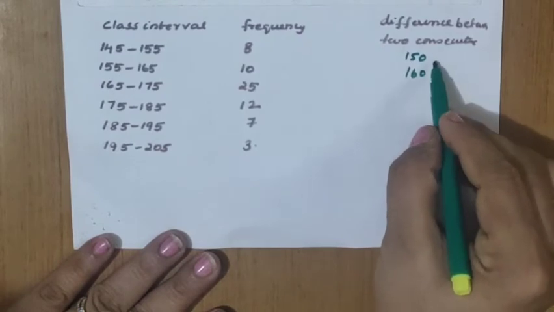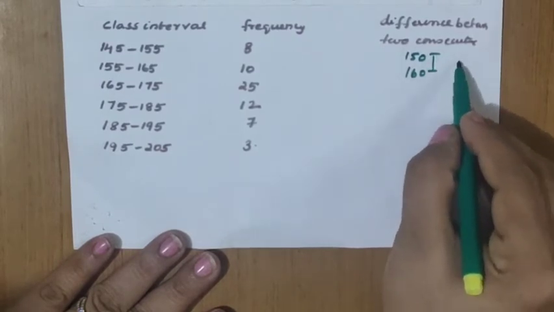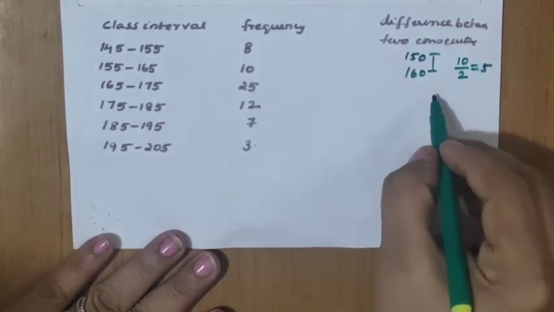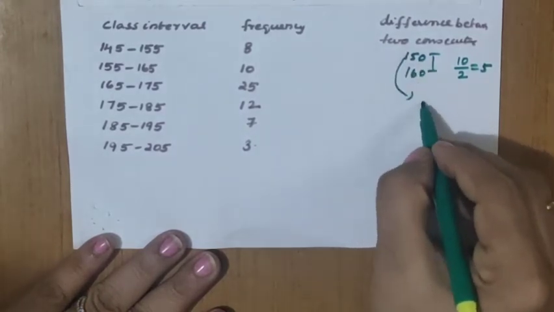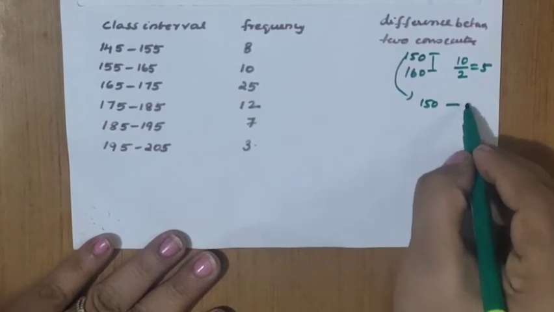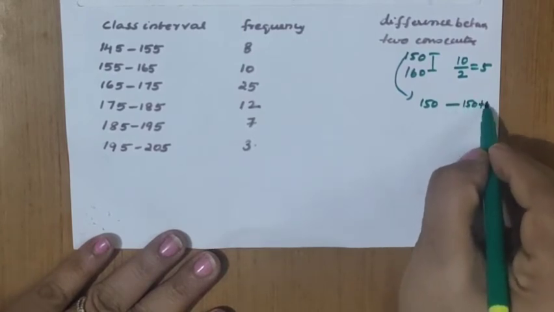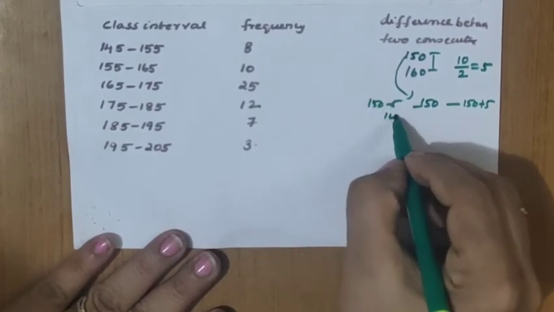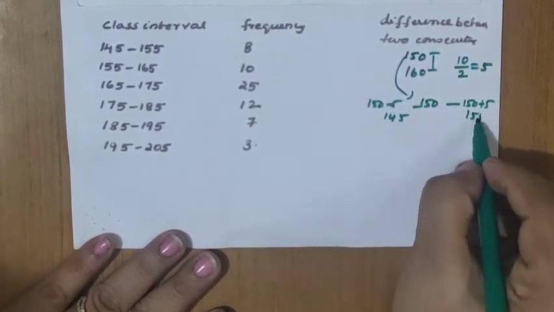So the difference to be taken. What is the difference between these two? It is 10. 10 divided by 2, that is 5. So actually they had given 150 as the class mark. So for getting the upper limit, 150 plus 5, for getting the lower limit, 150 minus 5. That means 145, then 155.